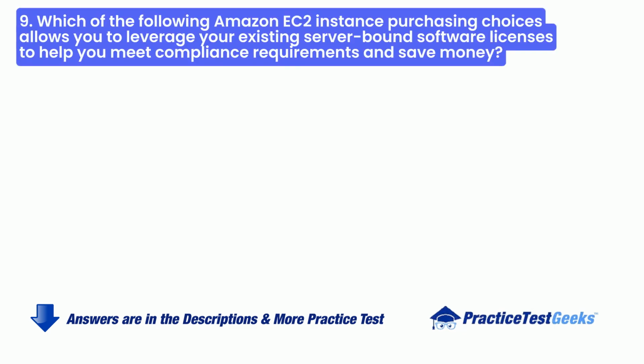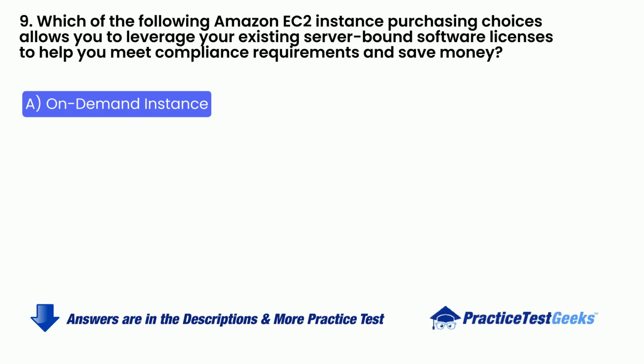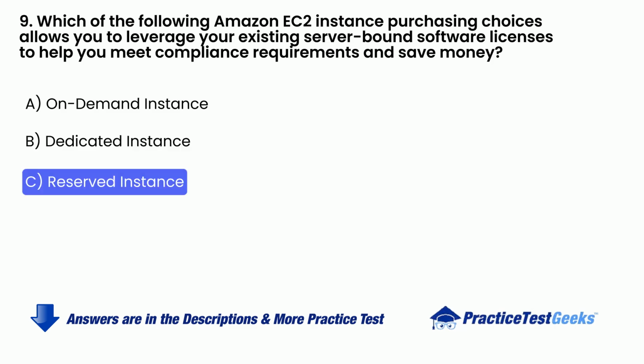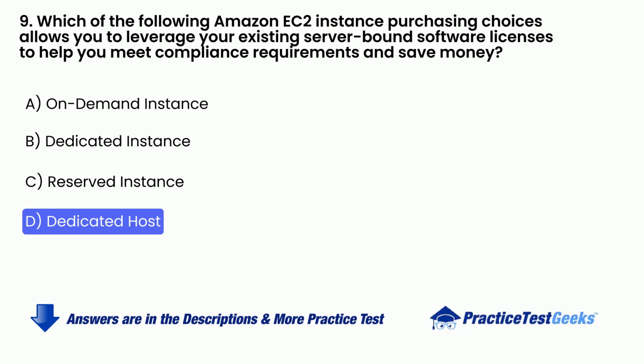Which of the following Amazon EC2 instance purchasing choices allows you to leverage your existing server-bound software licenses to help you meet compliance requirements and save money? A. On-demand instance. B. Dedicated instance. C. Reserved instance. D. Dedicated host.